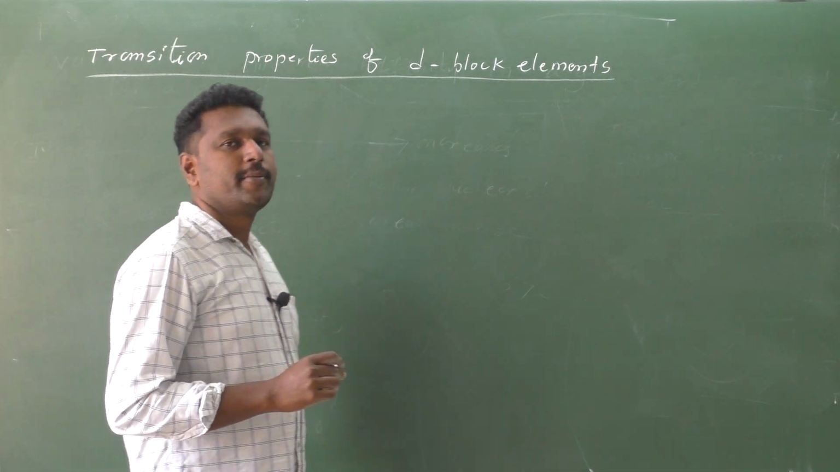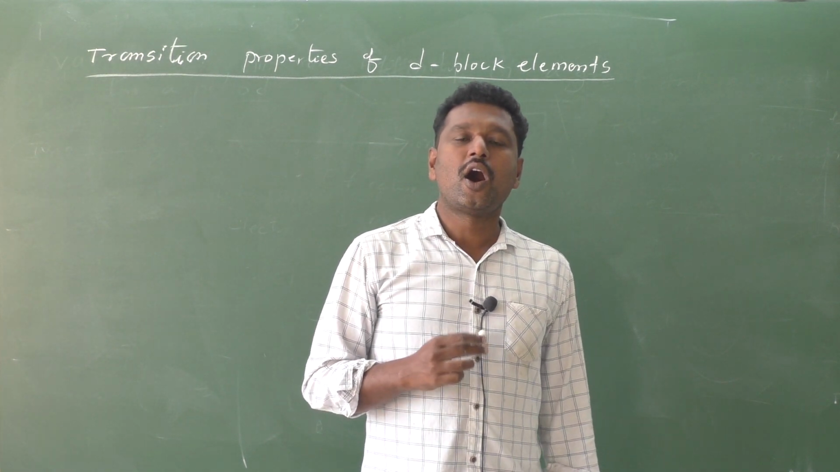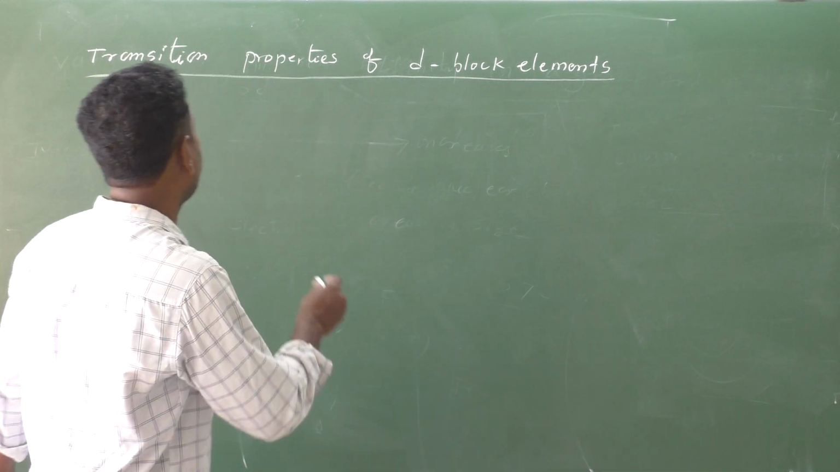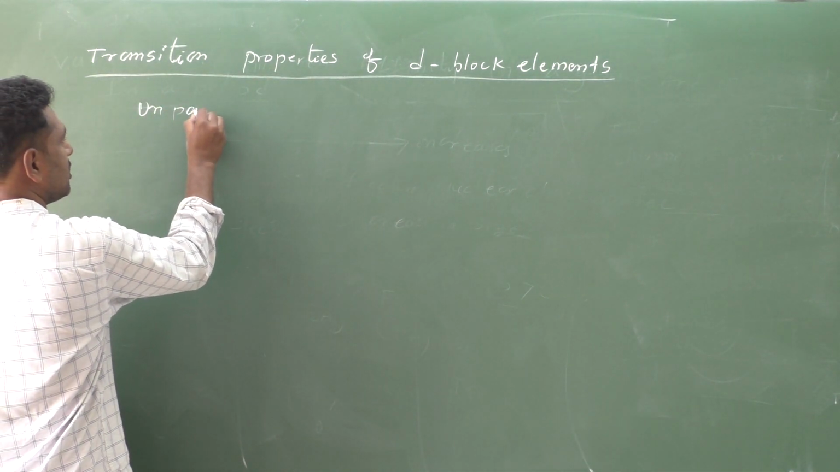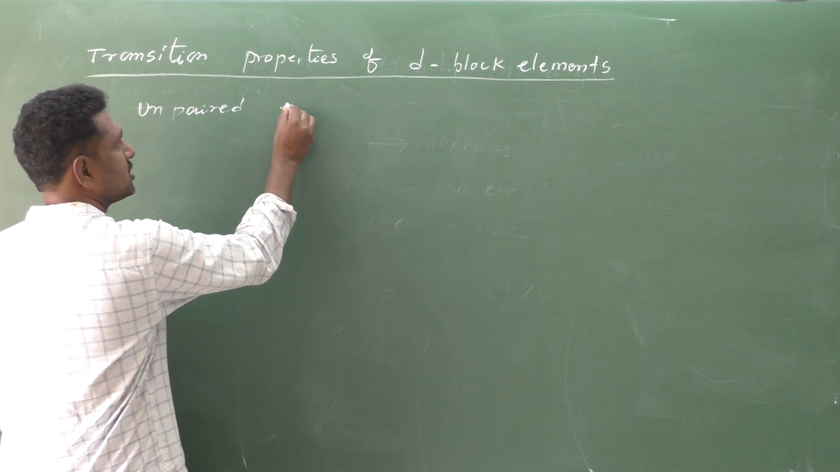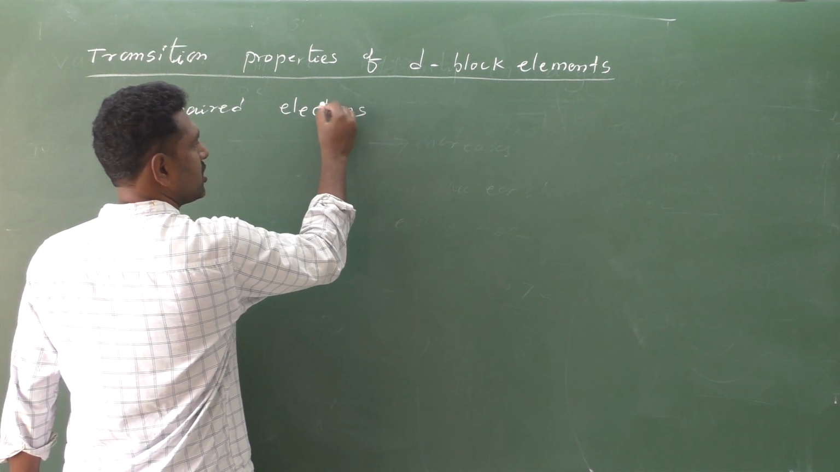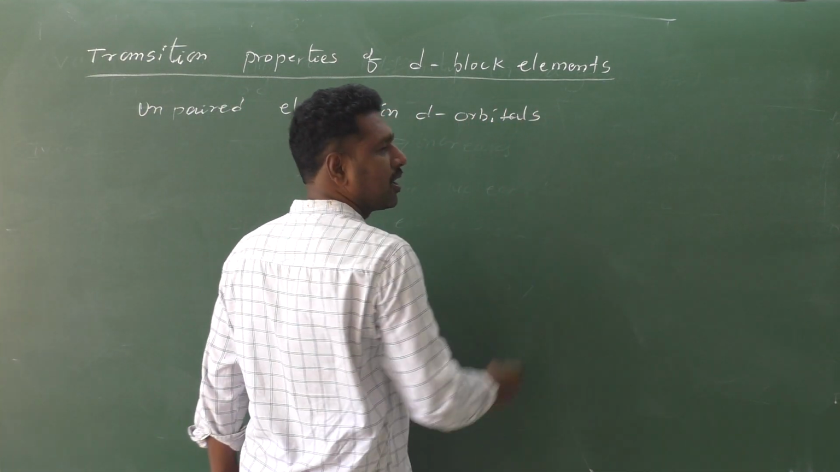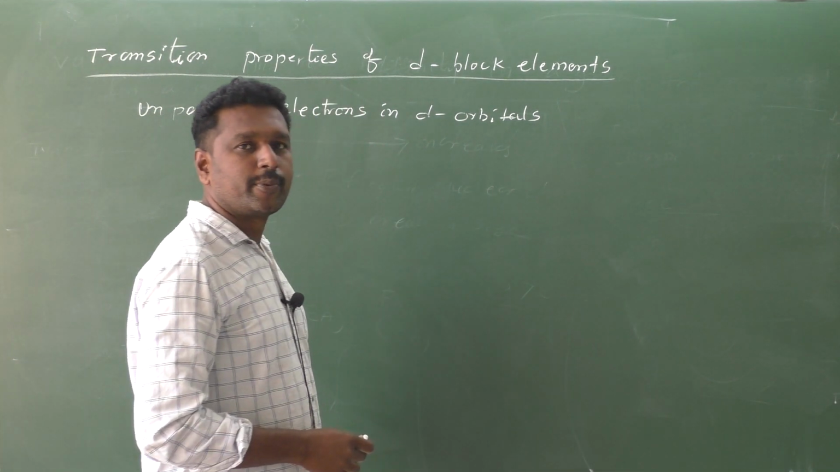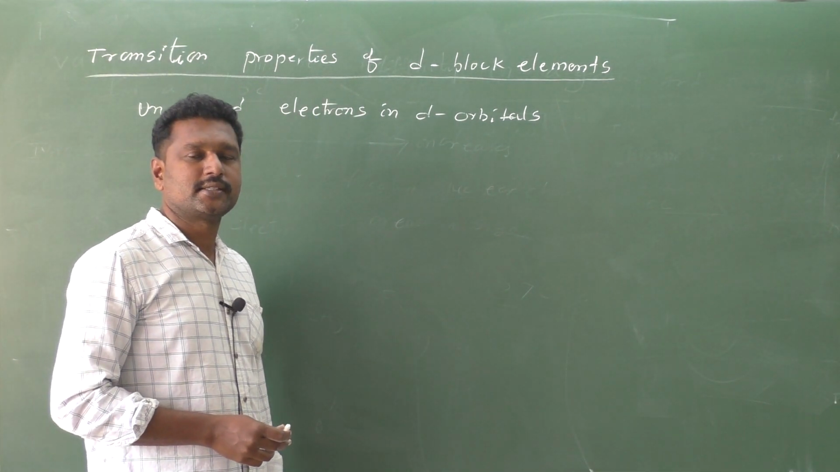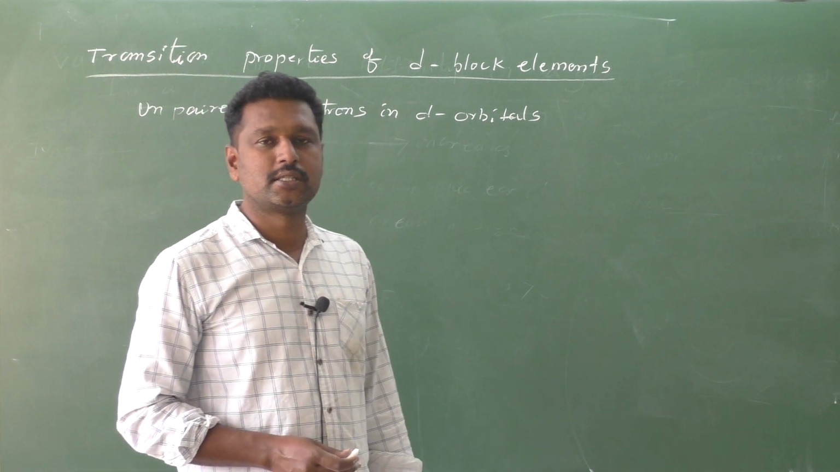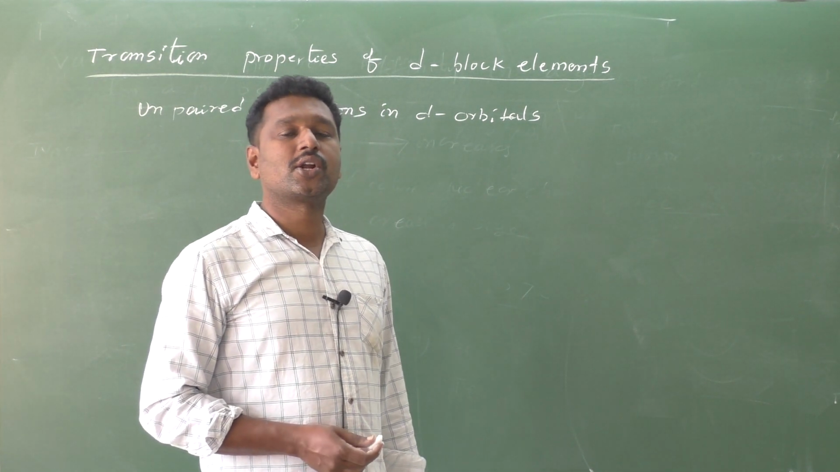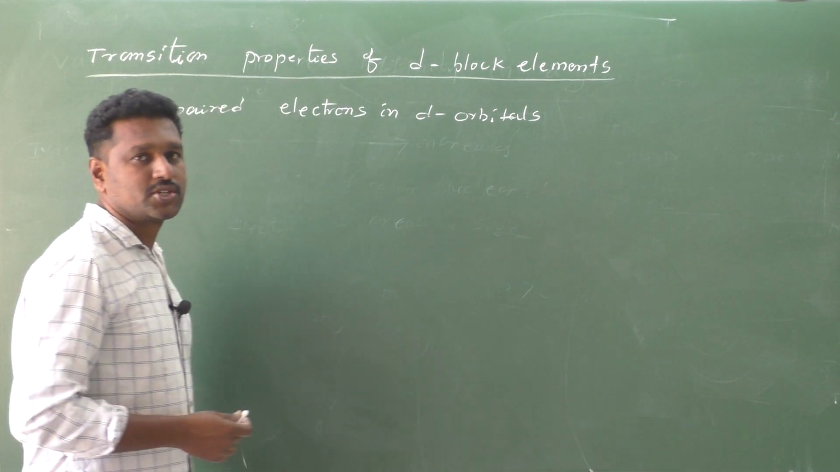D block elements which have unpaired electrons in d orbitals exhibit some different properties. These properties are called transition properties. What are the transition properties?